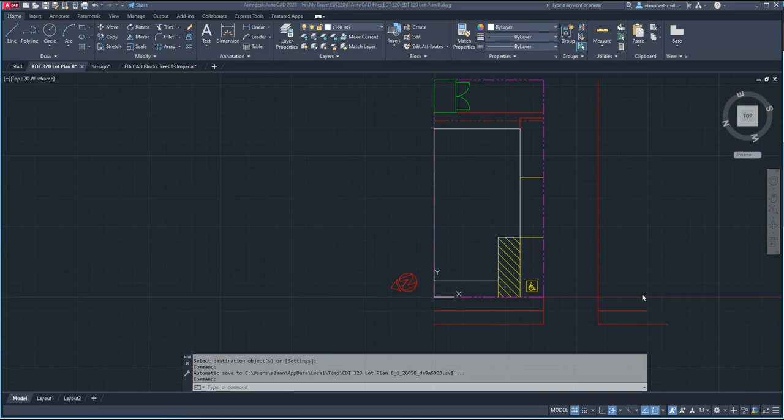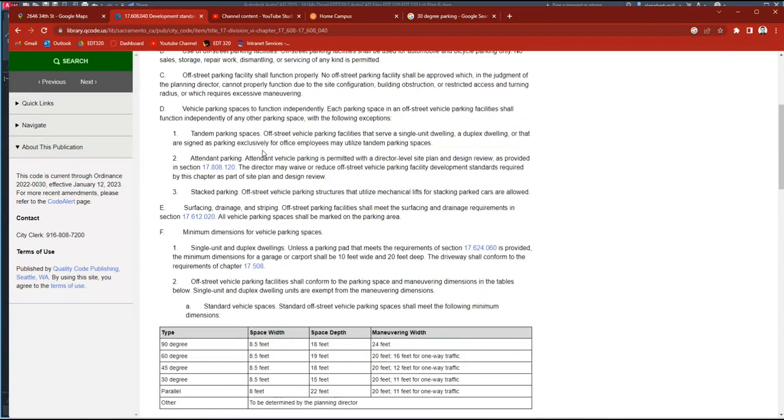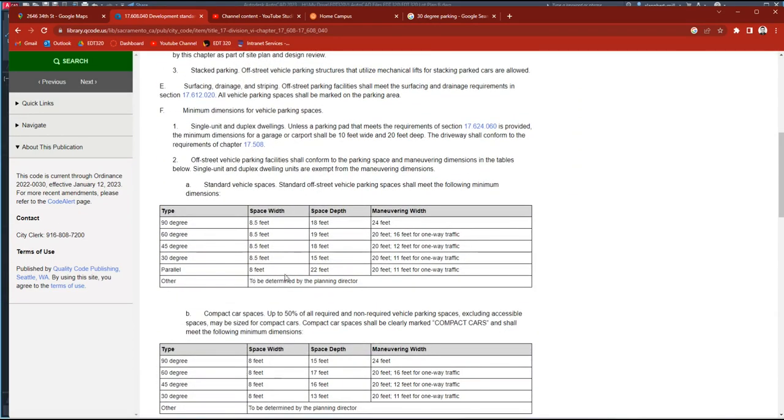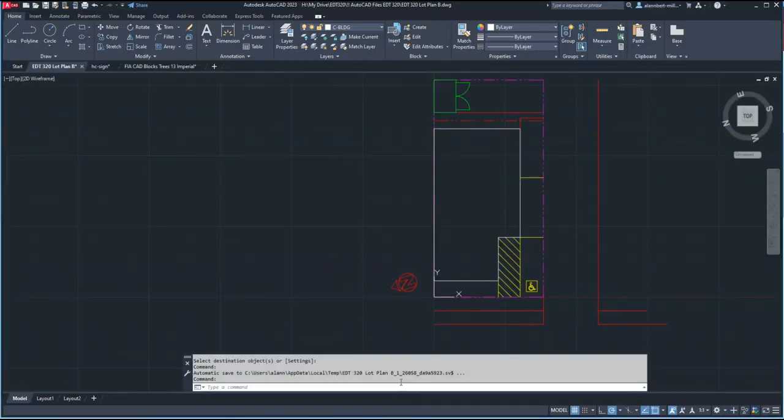Here is another solution for our project, where you have parallel parking instead of perpendicular. According to the Sacramento parking regulations, or development standards for the City of Sacramento, you can put parking that is going to be 8 feet wide but 22 feet long. So we can approach it that way. The owner wants 3 parking spaces, so there are just 3 parking spaces.